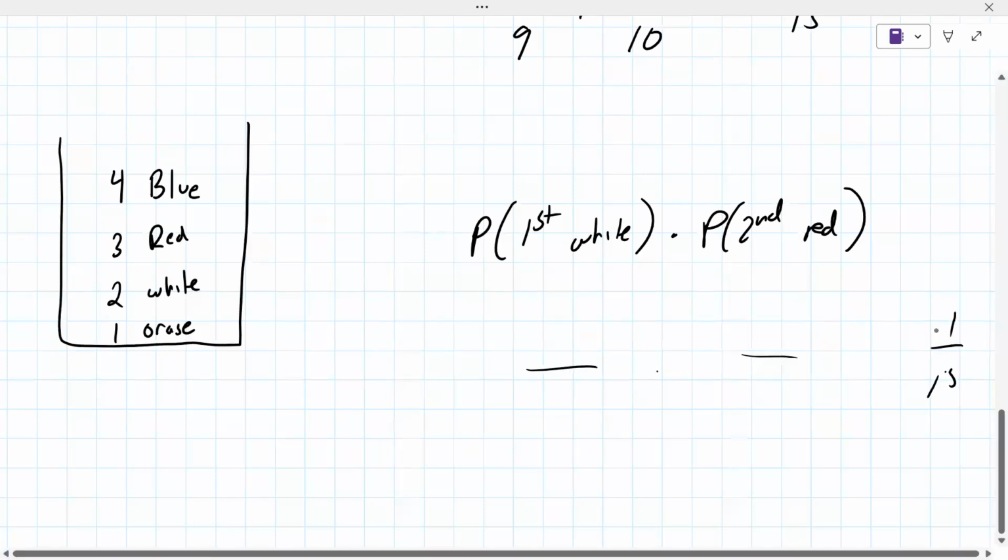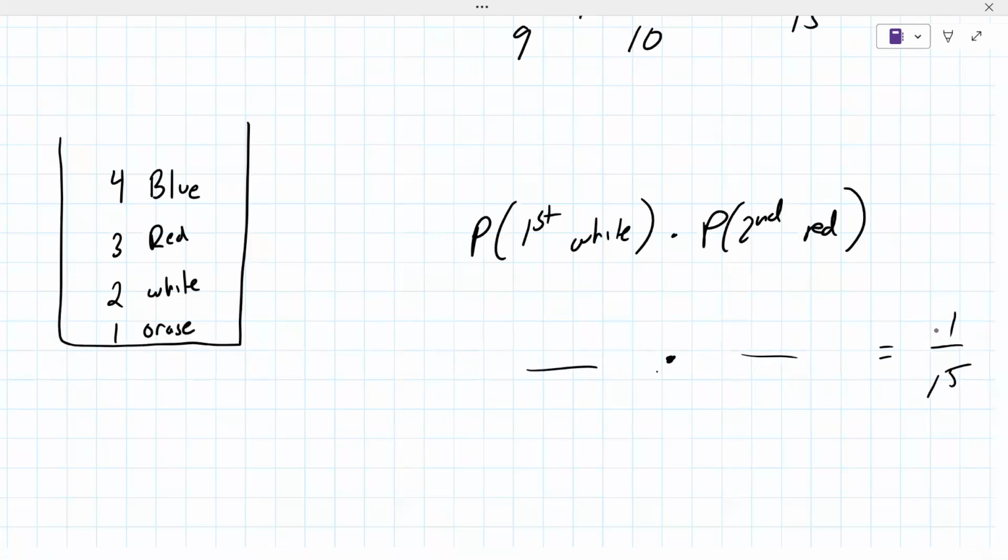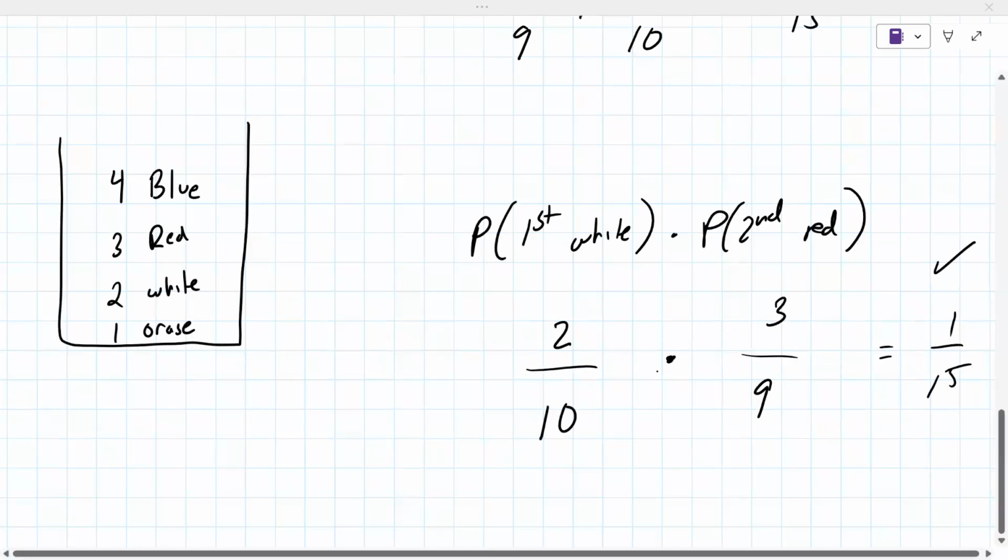Is that your final answer? I'm only asking because I haven't worked it out yet. I'm just making sure that's what you want. Yeah, 2 out of 10, 3 out of 9. Yes, that is correct. Good. Okay, let's look at a different type of problem here.